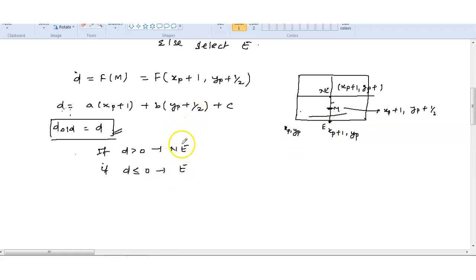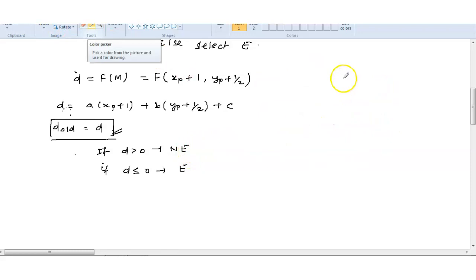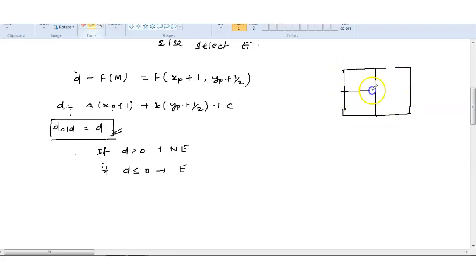So what have we done so far? This was the pixel here. Once again, so far, if any pixel is given here, this is the northeast coordinate and this is east. If any line is passing here, we will find the midpoint, and we substitute the midpoint coordinate, xp plus 1 and yp plus half. Then we check whether this midpoint lies inside of the straight line or outside of the straight line.